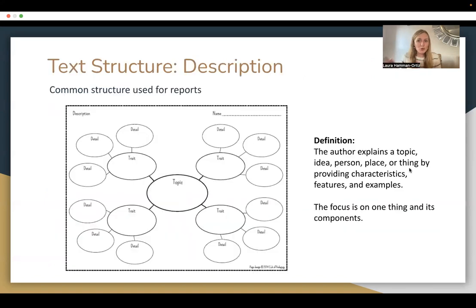All right, so let's just go through one example so you can see what this looks like in practice. I chose description as the text structure we're going to use because it's one that's commonly seen in schools, especially for reports or for informational texts. With this structure of the text, the author is explaining a topic, idea, person, place, or thing, and they're providing characteristics, features, and examples to do that. The focus is on one thing and its components. So you see here in the middle the topic, and then these different traits, or what we called last week, maybe subtopics, and then details about that trait is one way of designing this.